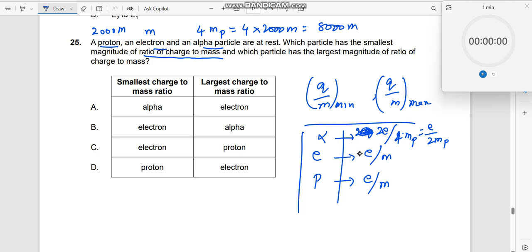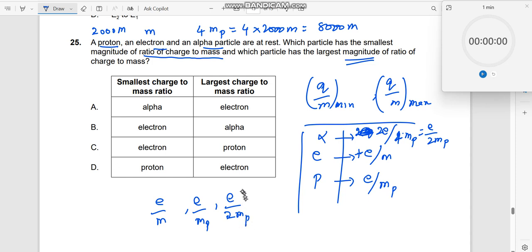Of course, I can say this is minus E also here, but here we consider magnitude, so I am just considering plus E. So E by M here, E by MP here, E by 2 MP here.